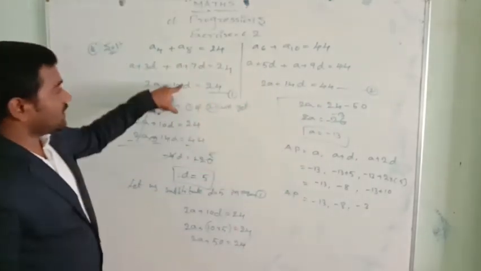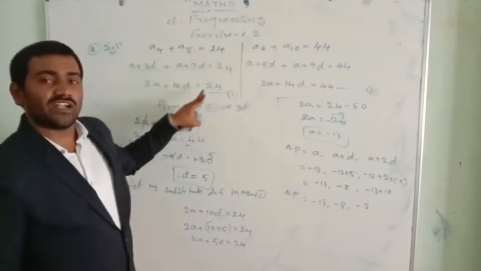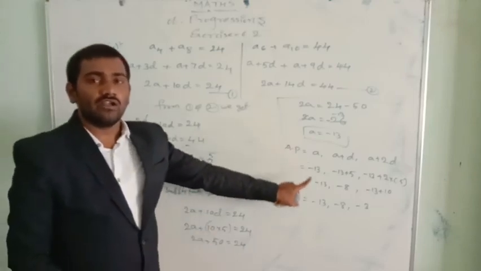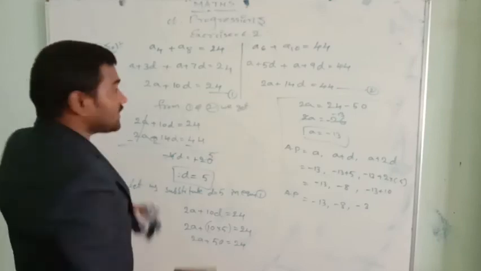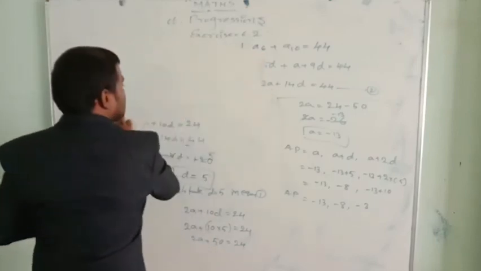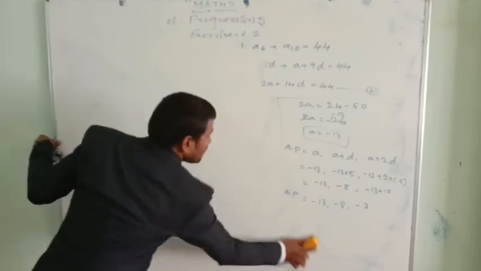I hope you understand what we have done here. We expanded the formulas we have written, then we got equation number 1 and 2. By the elimination process, we got the A value and D value. We have substituted here in the general form of the arithmetical progression. Next, we have the 17th question, the last question of this exercise. With this, our exercise will be complete.